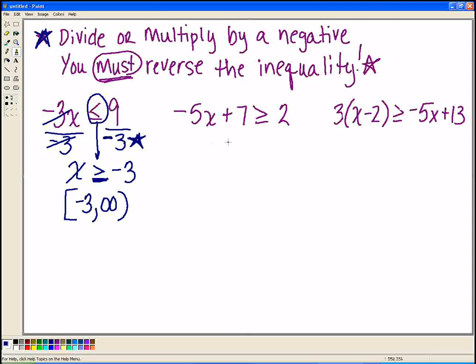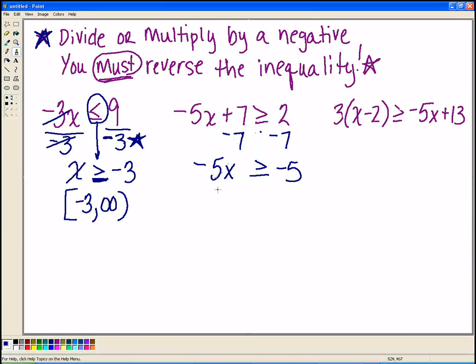Here, I want to isolate my x, so I have minus 5x plus 7. So I'm going to subtract 7 from both sides. I'm left with minus 5x greater than or equal to minus 5. Why didn't I reverse this sign? Well, I subtracted 7. All right, I did not divide or multiply. So in this case, my sign stays as is.